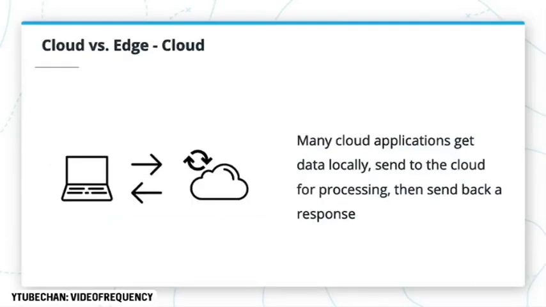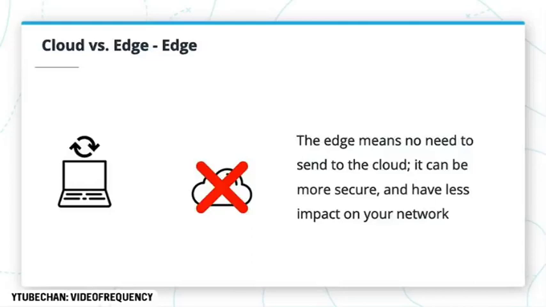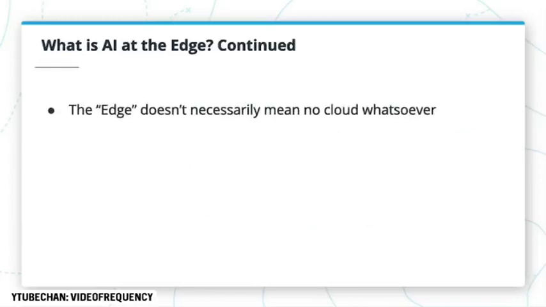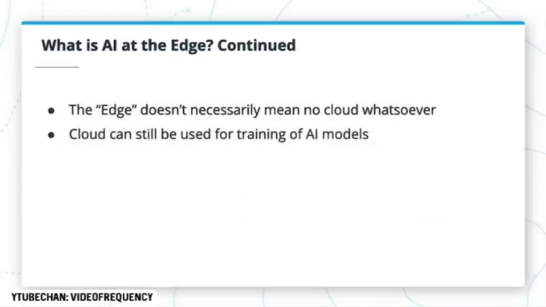Many applications that use the cloud get data locally, send it to the cloud, process it, and then send it back. When using the edge, there's no need to send that data to the cloud. Your application can potentially be more secure and have less impact on the network. The edge does not mean no cloud usage whatsoever. Edge AI algorithms can still be trained in the cloud, but get deployed at the edge.